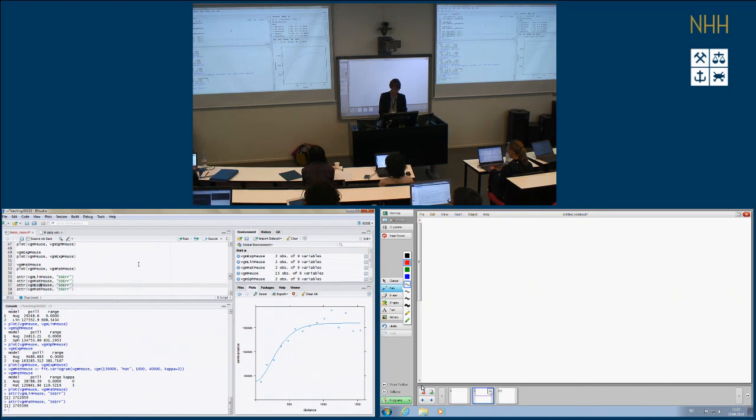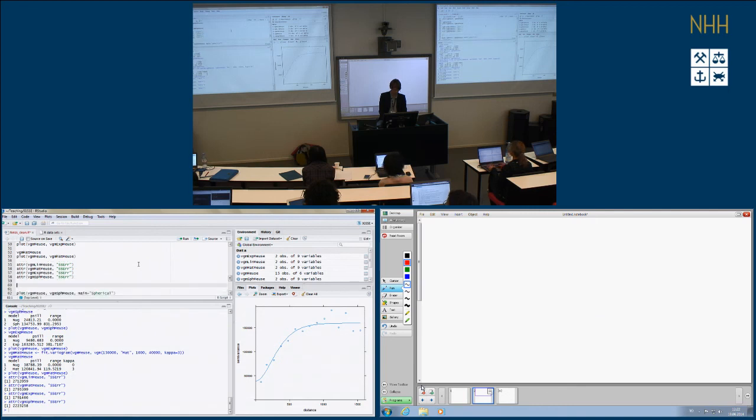Then exponential and spherical. So the exponential seems to have the smallest error here. So this seems to be the best model we can do right now. We have time series plots. And once we have decided on a model, we can then start to do the kriging.